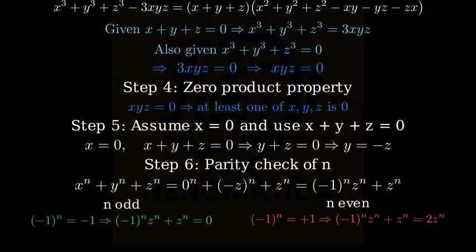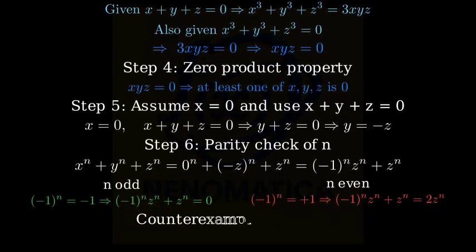If n is odd, then (negative 1) to the n is negative 1, and the two terms cancel to 0. If n is even, then (negative 1) to the n is plus 1, and the sum becomes 2 times z to the n. That equals 0 only if z equals 0, which forces y equals 0 as well. So the original blanket claim for all natural n needs a correction.